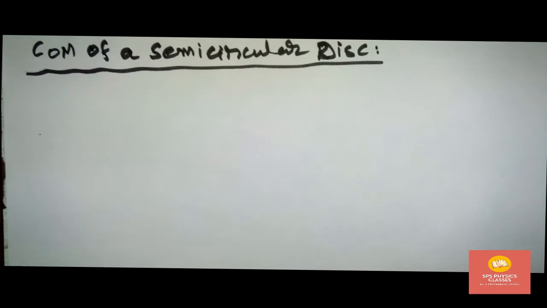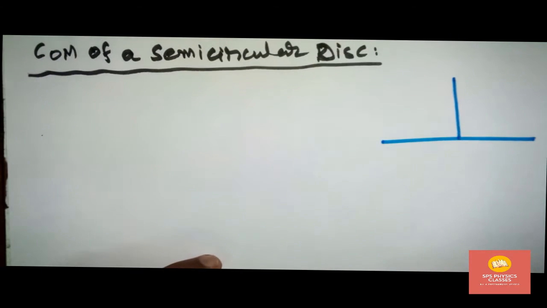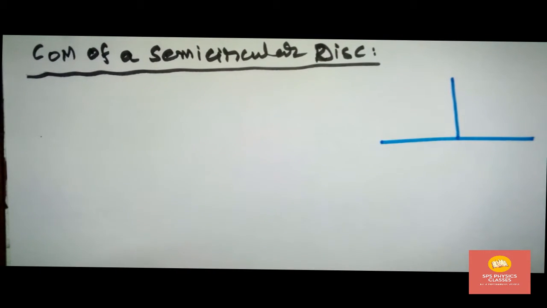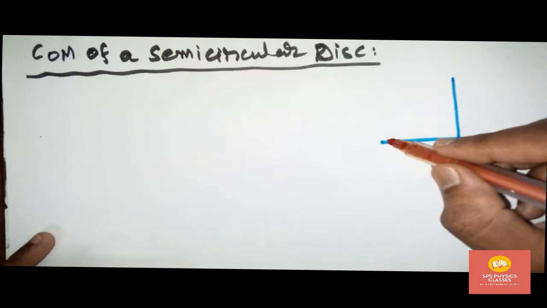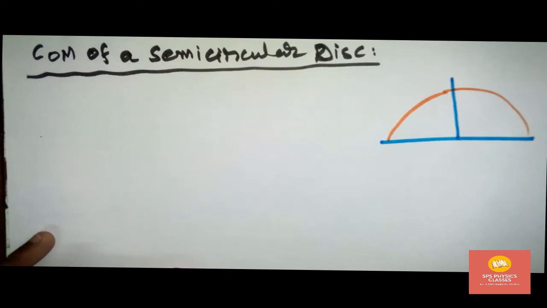Let us try to deal with the center of mass of a semicircular disk. When you consider the semicircular disk, it looks like this. These are the coordinate axes x and y, and let us imagine that there is a disk like this. This particular disk contains a uniformly distributed mass over the entire system.